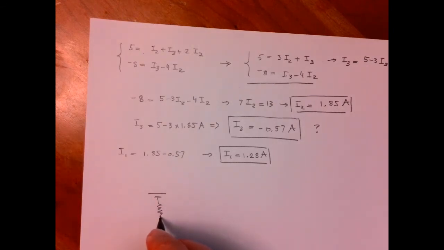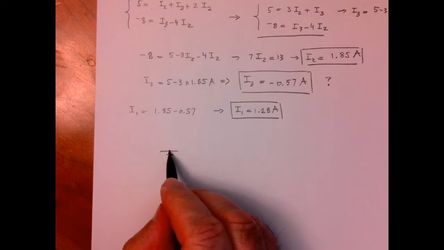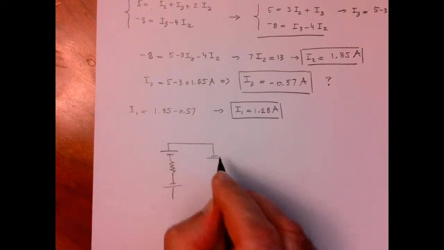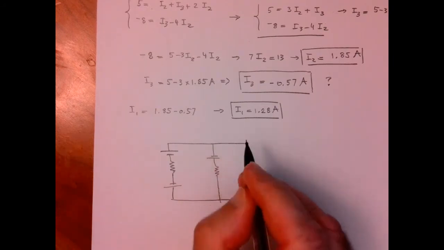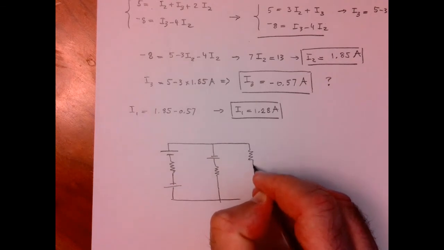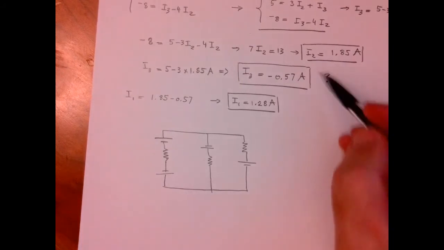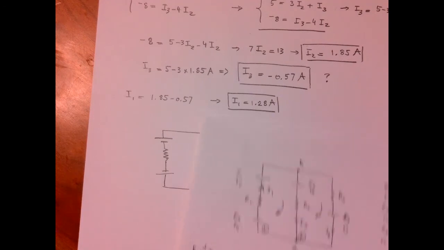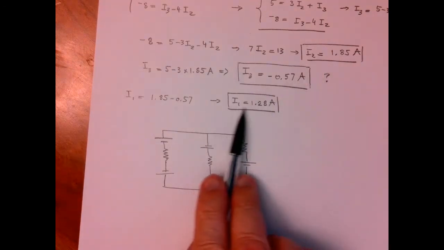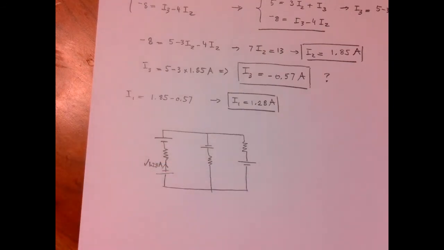So if I redraw my original circuit real quick, we had these two batteries, and the battery here, and the resistor here, and of course another resistor here, and this battery here. So this was my original circuit. Now I chose I1 to go up, and because I found I1 to be positive here, that means this is correct, 1.28 amps going in this direction.